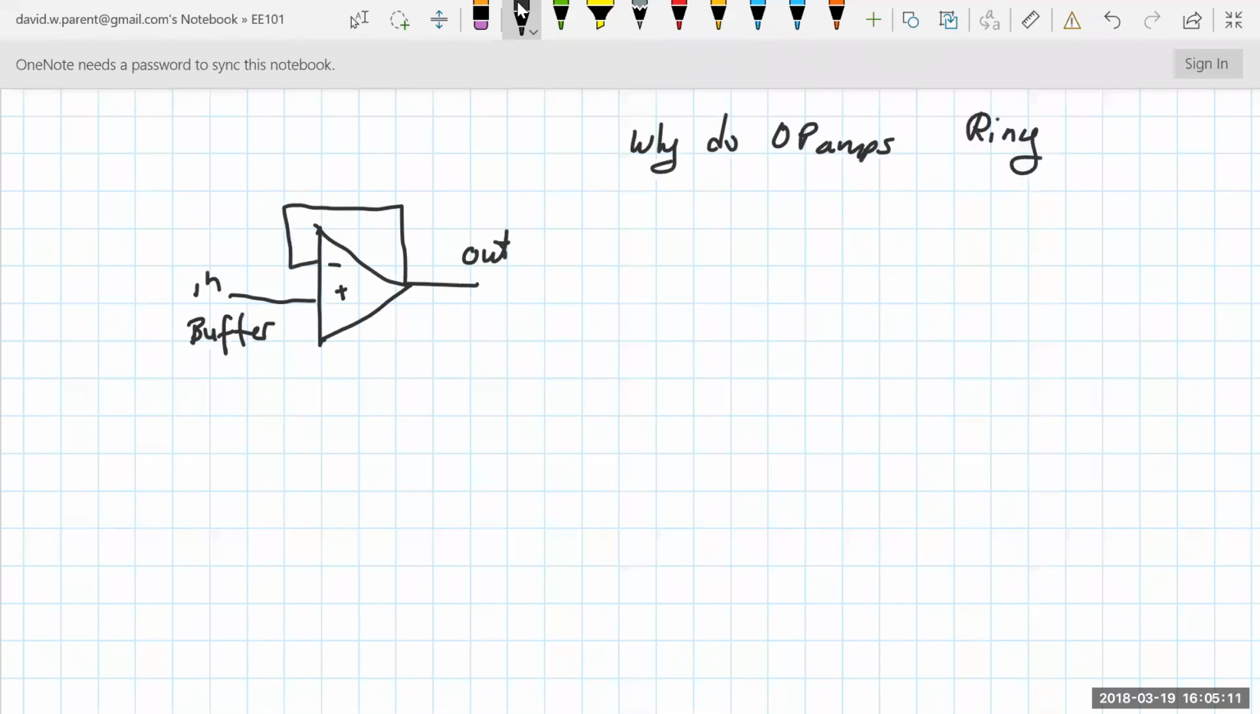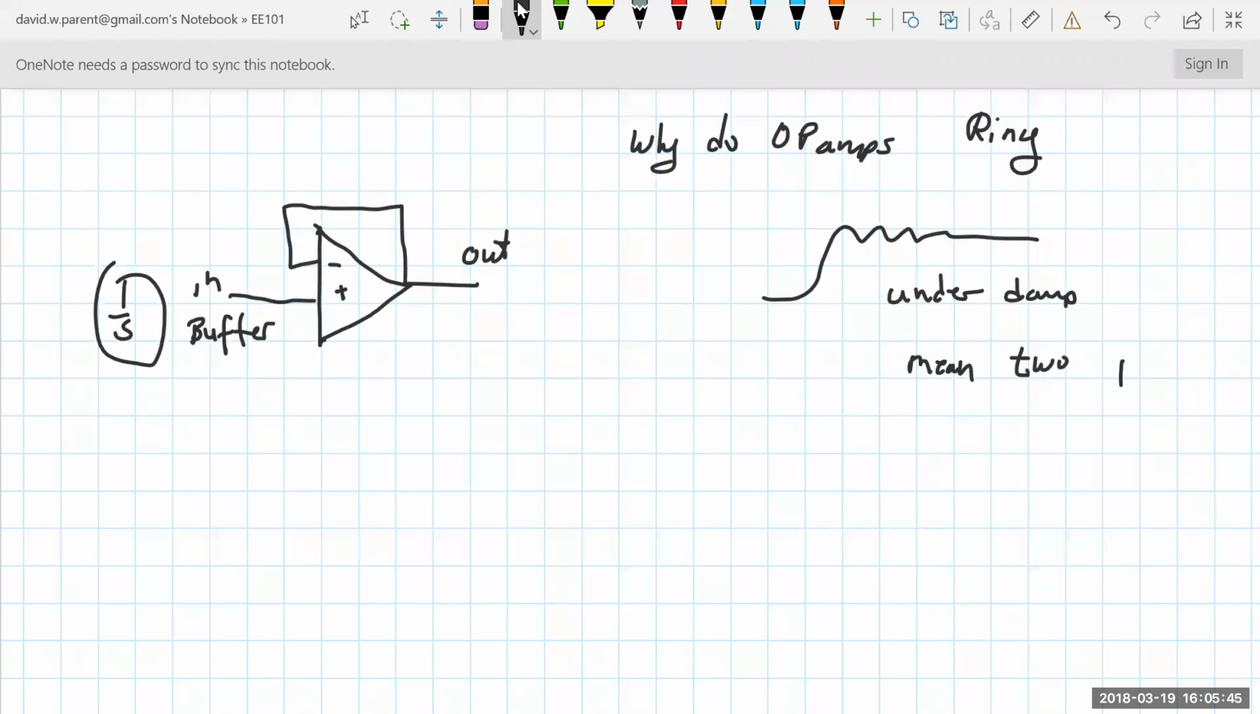Listen, I have some notes. Why do op amps ring? Okay, so the thing is, what is ringing? That's a ring. That means it's underdamped. So if I have a step function coming in and I get a ring, well, then I have underdamped, and it means two poles. Now I'm just going to rewrite one of the previous examples down, 1 plus R2 over R1 times omega naught over S plus omega naught.